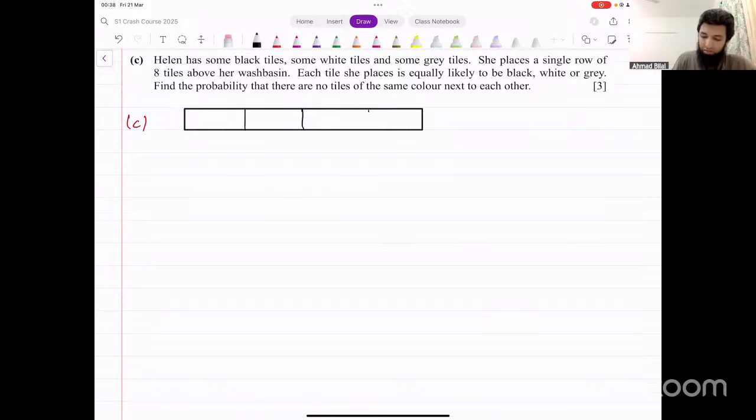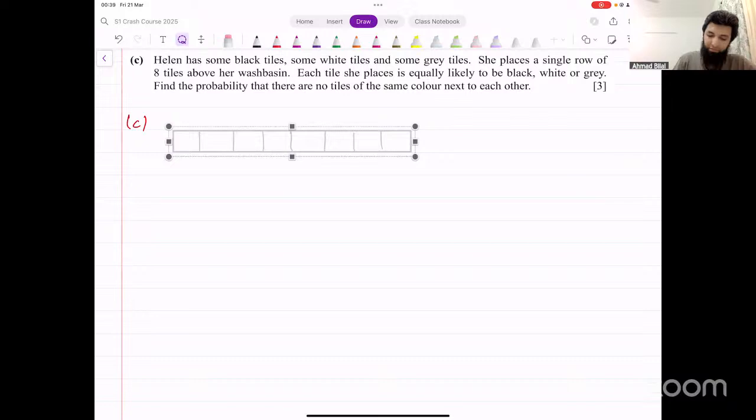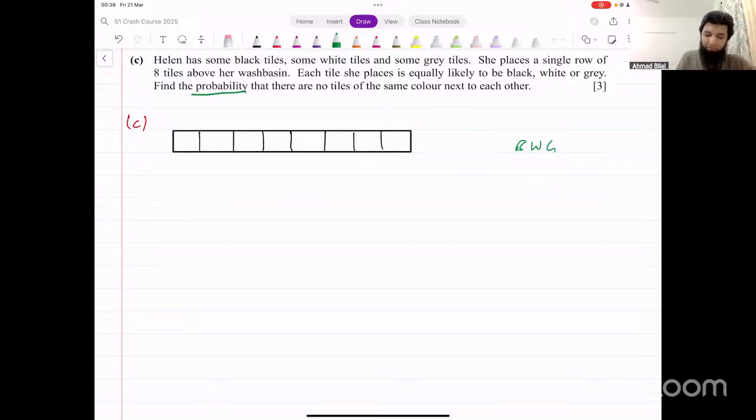1, 2, 3, 4, 5, 6, 7, 8. And there are 3 colors that we can have. The 3 colors are black, white, and gray. We want the probability that there are no tiles of the same color next to each other. How do you find probability? Number of favorable outcomes divided by the total number of possible outcomes. What are the total possible arrangements without any restrictions? If there were no restrictions, what would be the total number of possible outcomes?